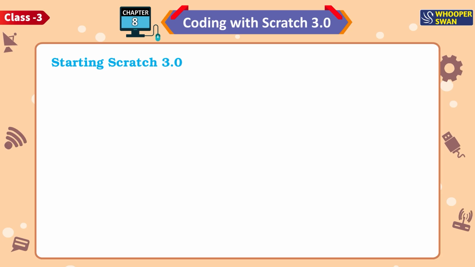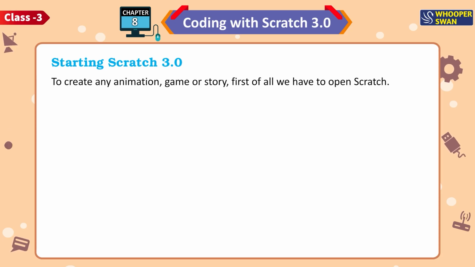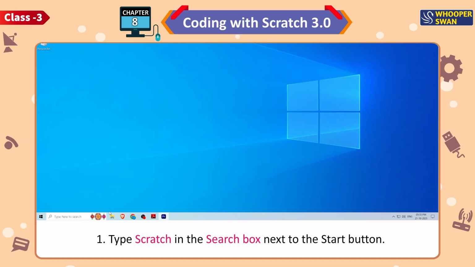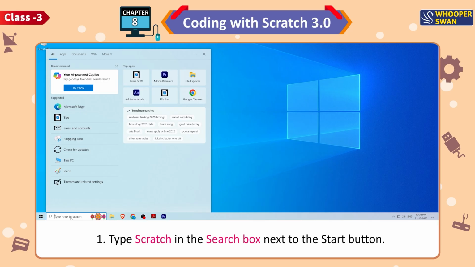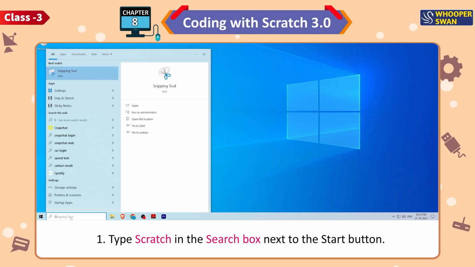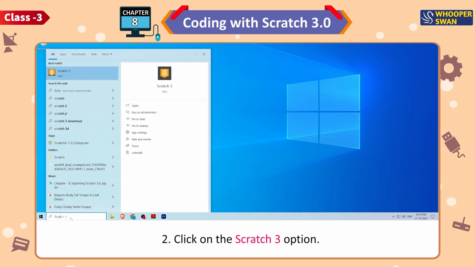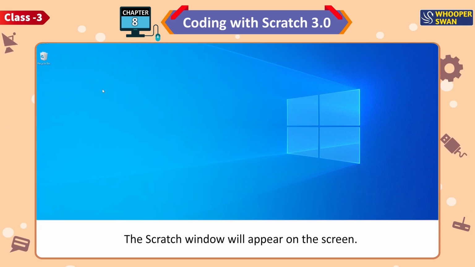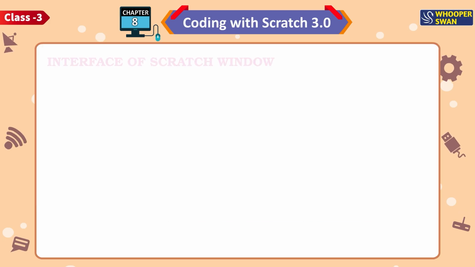Starting Scratch 3.0. To create any animation, game or story, first of all we have to open Scratch. Follow the steps to start Scratch 3.0. Step 1. Type Scratch in the search box next to the Start button. Step 2. Click on the Scratch 3 option. The Scratch window will appear on the screen.